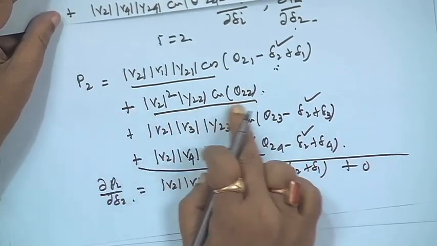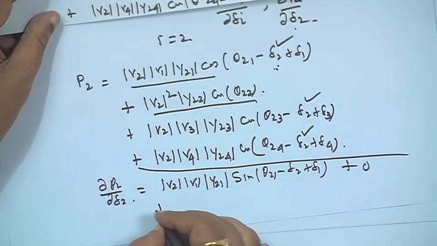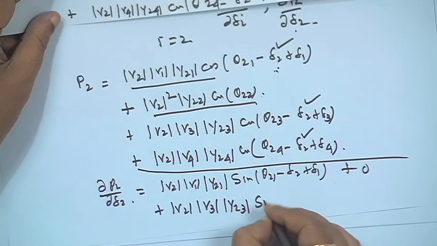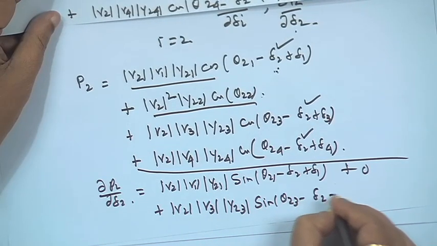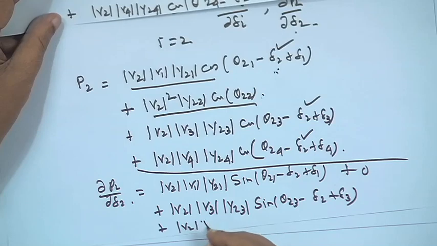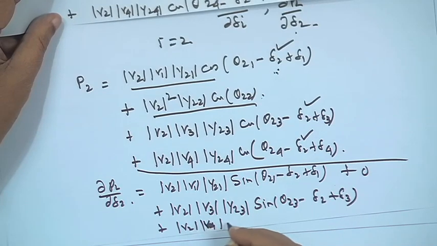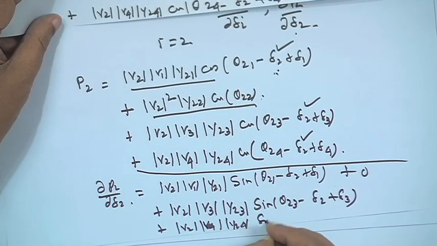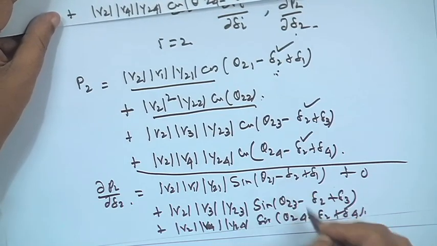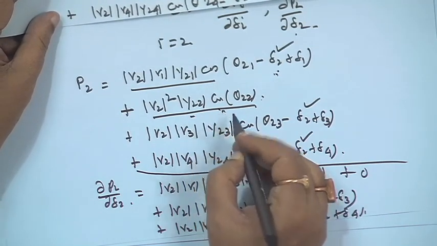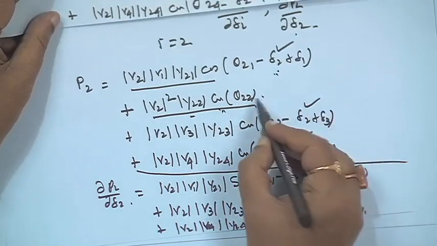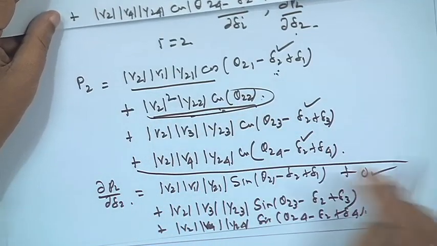With respect to delta 2, these terms are not there, plus V 2 V 3 y 23, then here also sine theta 23 minus delta 2 plus delta 3. And the last term V 2, then V 4, then y 24, then sine theta 24 minus delta 2 plus delta 4. So all three terms are there, only the second term is not there, because this is the i-th term, i is equal to 2, so it is independent of delta 2. This will vanish, so this is 0. That means three terms are there.